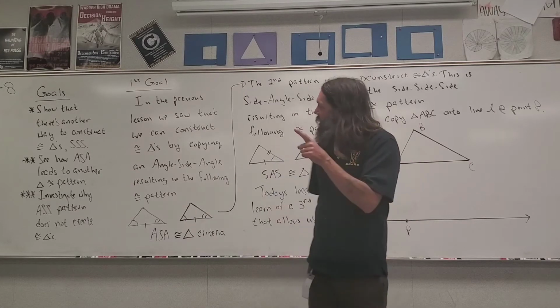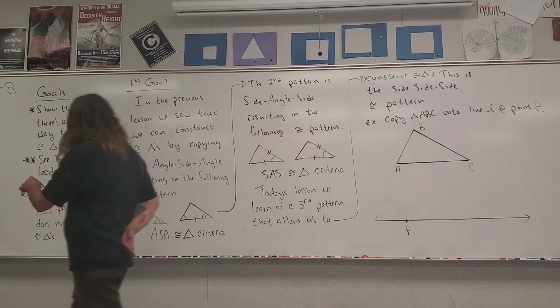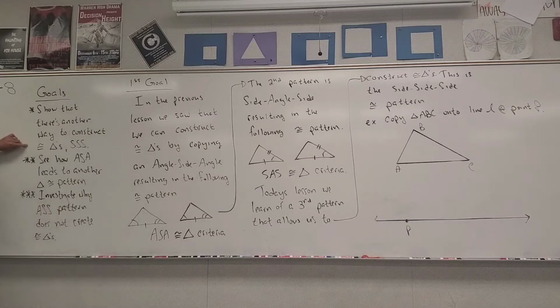But what I am sure of are 3 goals for today. 3, not 4, 3. Our first goal is to show that there's another way to construct congruent triangles, and it's the SSS method. Side, side, side. Copy the 3 side lengths.